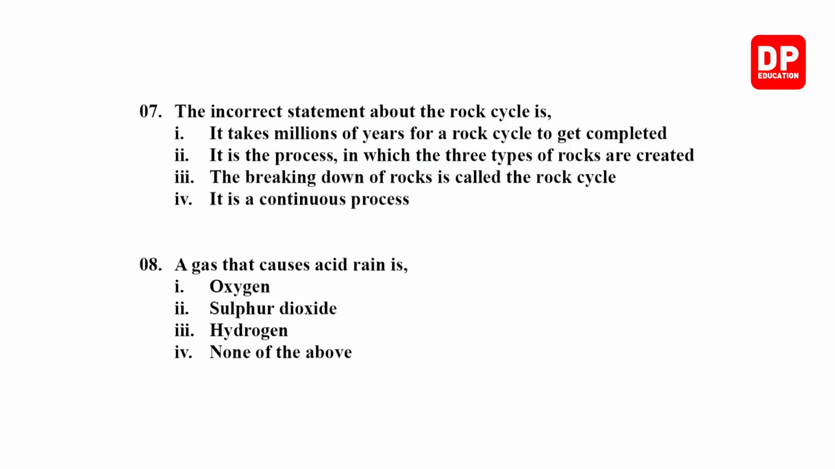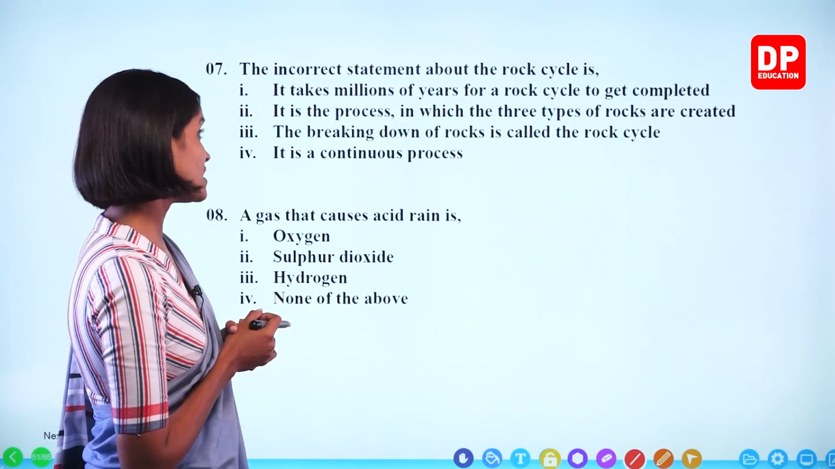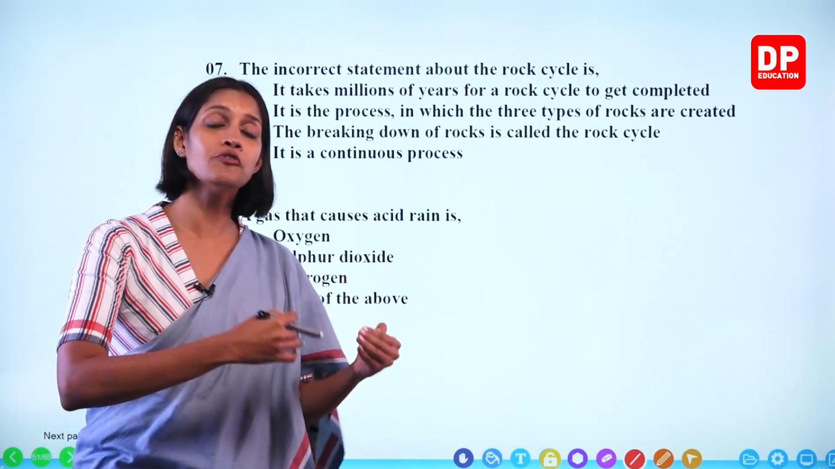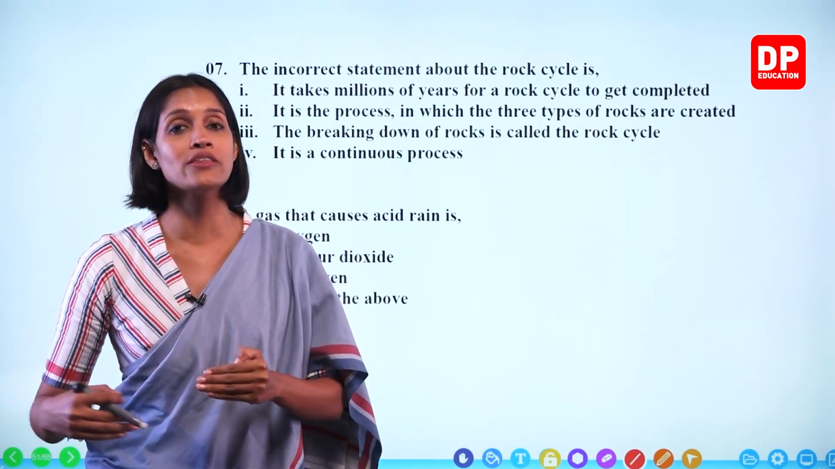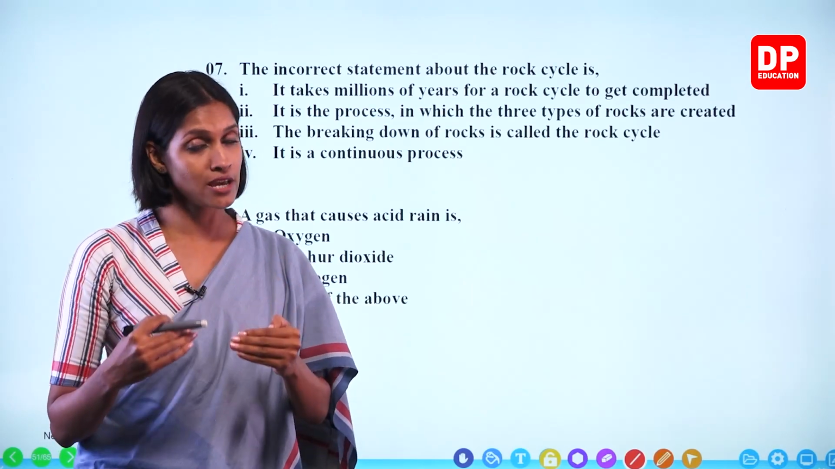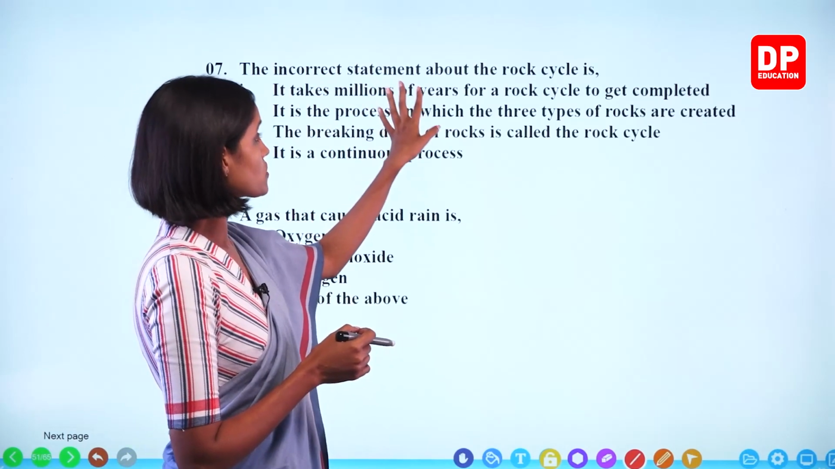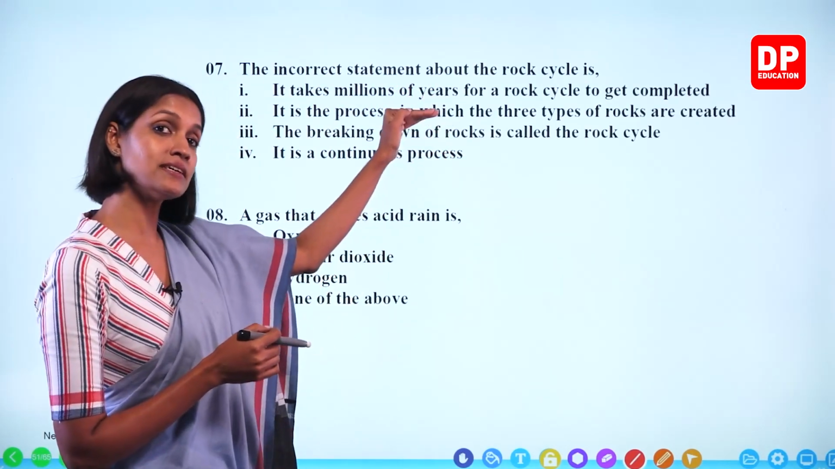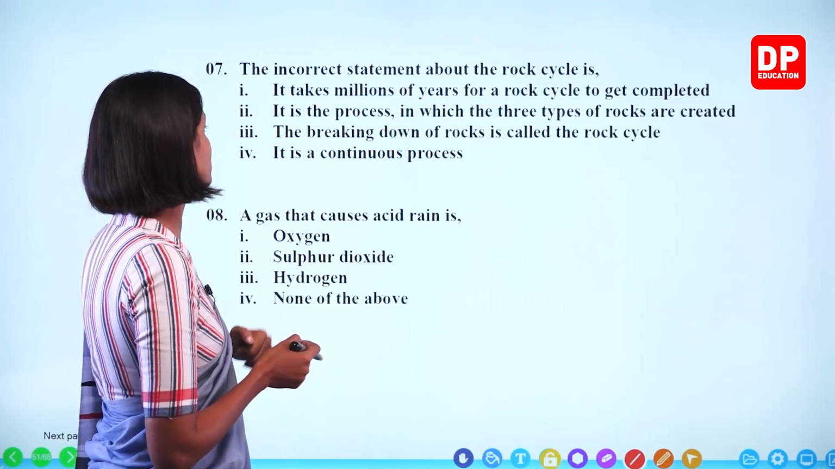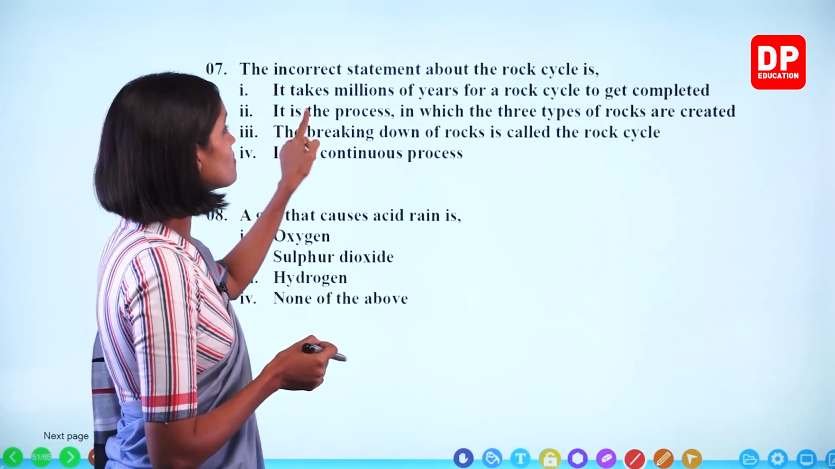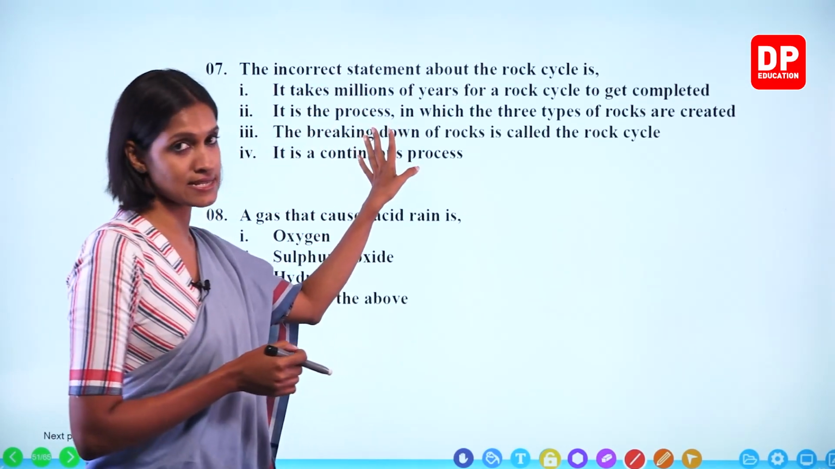Number 7. The incorrect statement about the rock cycle. The rock cycle explains how one form of rock changes to another form and all three types of rocks are formed. Okay. It takes millions of years for a rock cycle to get completed. This is correct. We are asked to underline the incorrect one. It is the process in which the three types of rocks are created.